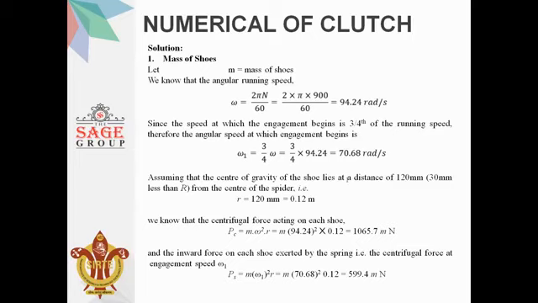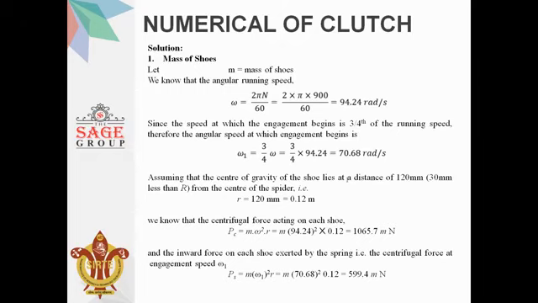So we will find the angular running speed. 2 into pi into 900 upon 60, which is equal to 94.24 radian per second. Now since the speed at which the engagement begins is 3/4 of the running speed, therefore the angular speed at which engagement begins is omega 1 equal to 3 by 4 omega, which is equal to 3 by 4 into 94.24. That means this value is 70.68 radian per second.